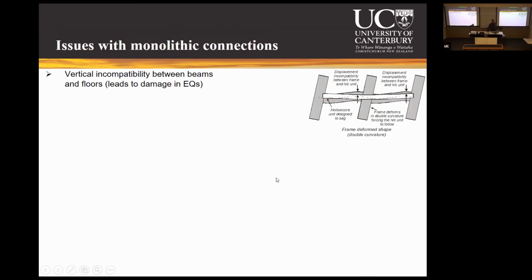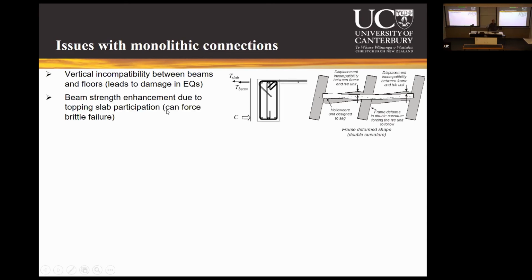Now, if you look at the issues with this monolithic connection, the first issue is vertical incompatibility between beams and floors. The beam is trying to bend in double curvature. The floor, being stiff, isn't trying to follow. So there is a mismatch, and that's why the linking slab will be subjected to significant damage.